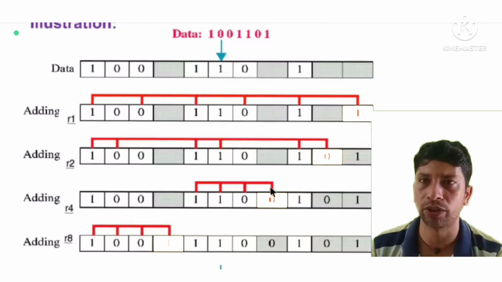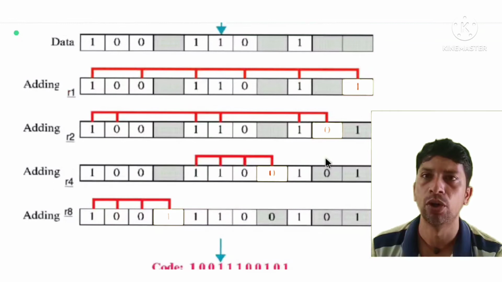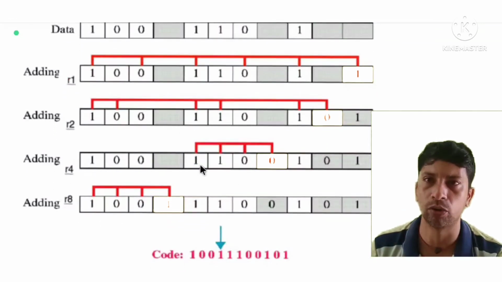Similarly, if you look at this, I am going from this side. 1 plus 1 is going to be 0. 0 plus 1 is going to be 1. Then 0 plus 1 is going to be 1. Again 1 plus 1 is going to be 0. Hence it is 0. So a similar approach for R2 also.